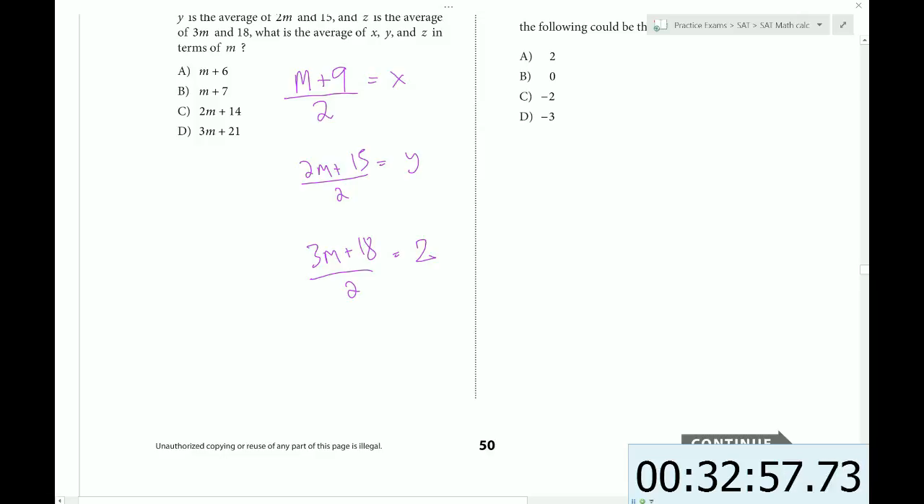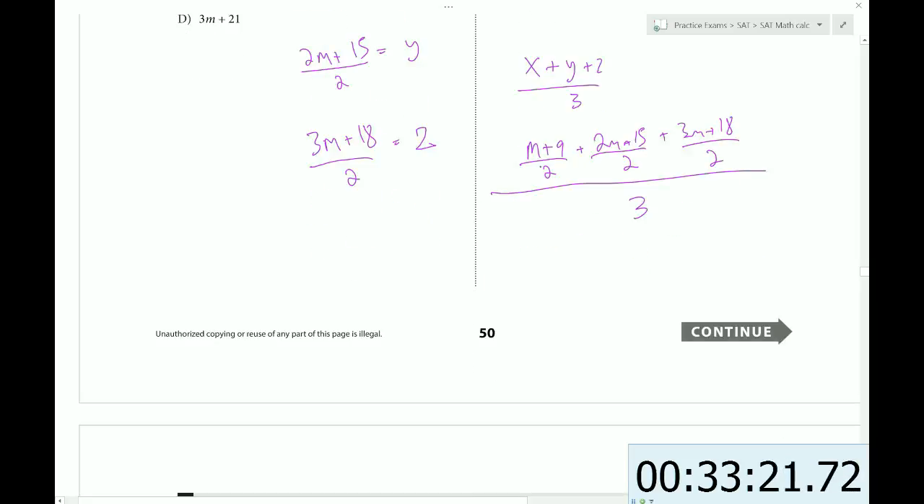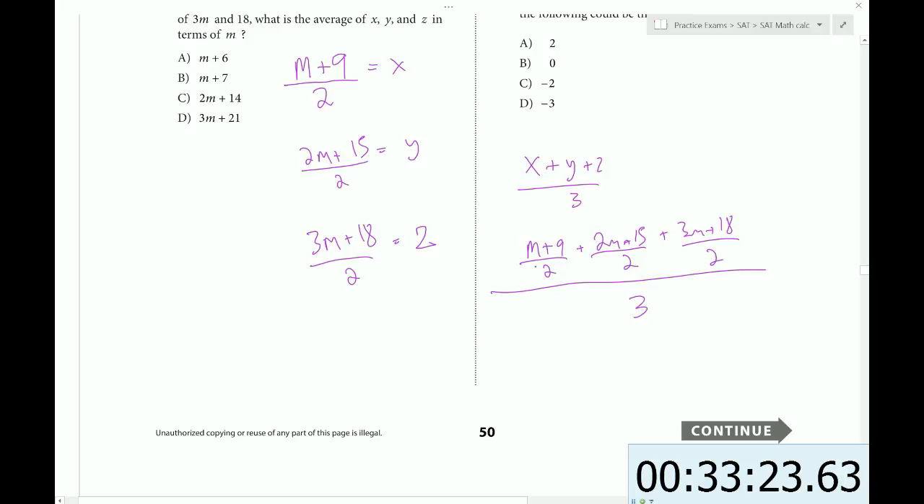So at this point we want to do an average of x, y, and z. So we have to add x, y, and z, divide by 3. That's going to be our expression that we want. So we would have to do m plus 9 over 2 plus 2m plus 15 over 2 plus 3m plus 18 over 2, and that's all divided by 3. So all I did here was plug in the values for x, for y, and for z.